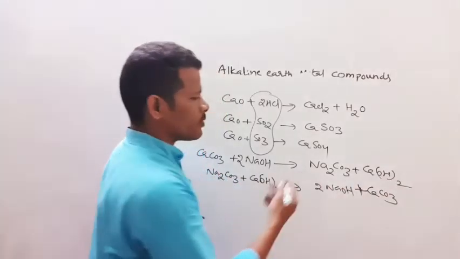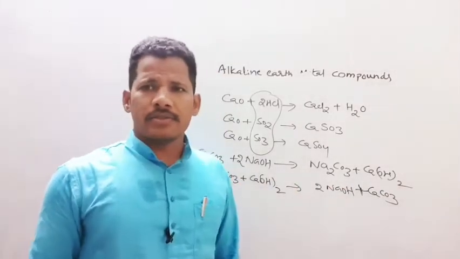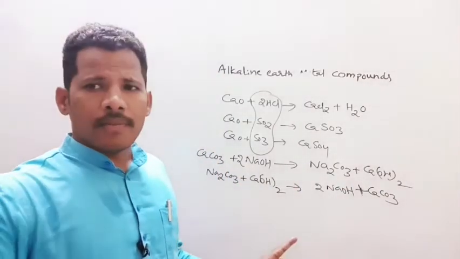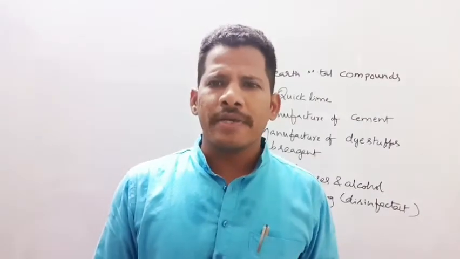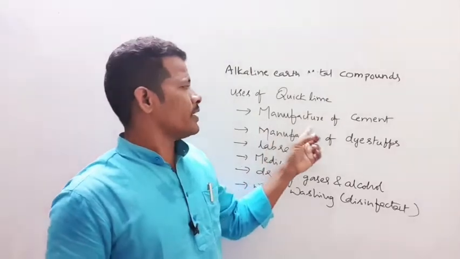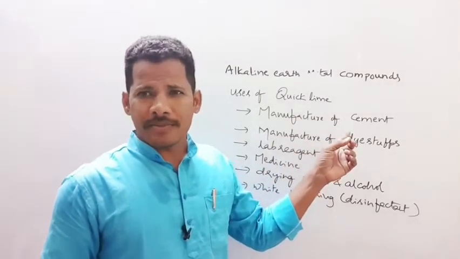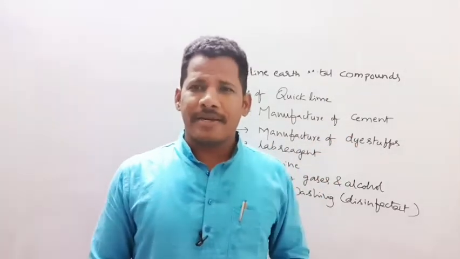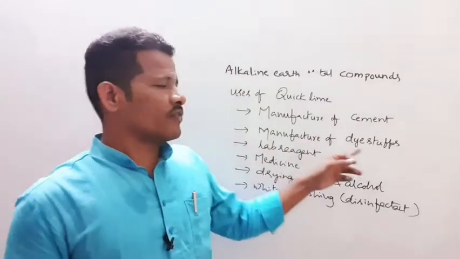So these compounds are prepared by this method. And now coming to the uses of quicklime. Generally, it is one of the important components present in cement, which is used as a construction material. And next one, manufacture of dye stuffs.